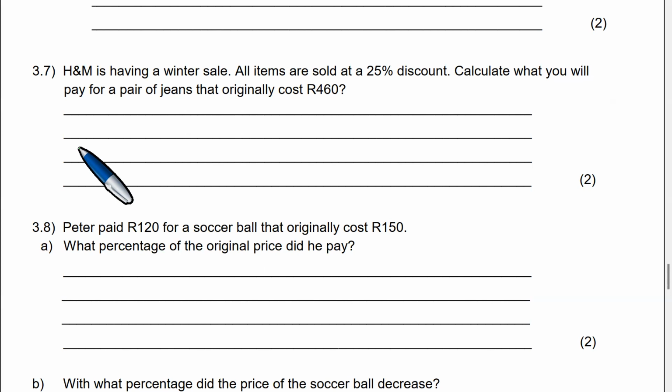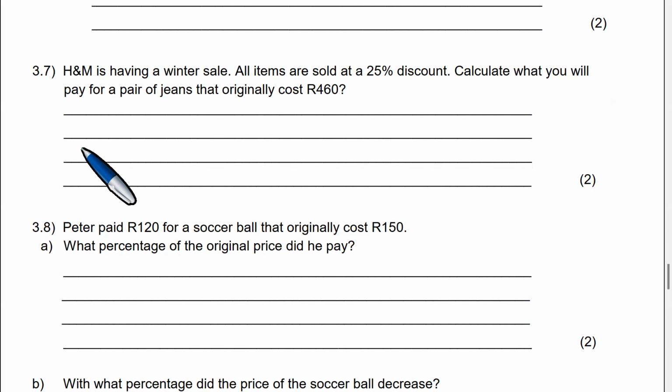Wait, is it 460 minus 115? Because if you are given a discount, if you want to buy something for 100 Rand and somebody gives you a 20 Rand discount, how much do you pay? You pay 80. So how much will you pay here? The discount is 25%, but it doesn't mean you're going to pay 25%. You pay the difference, so we pay 345 Rand.